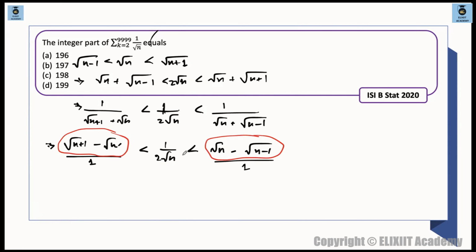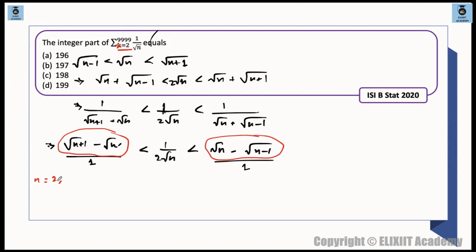So now we have 1 by 2 times square root of n over here, right? Here we have to start the summation from 2, because n is starting from 2. So we have to start this summation from 2 itself. I start putting the value of n to be 2, and we'll get a series of inequalities. We'll simply add them and try to get some telescoping series.